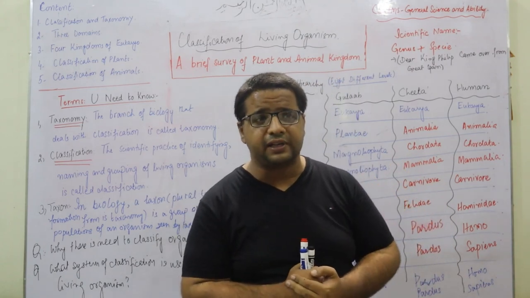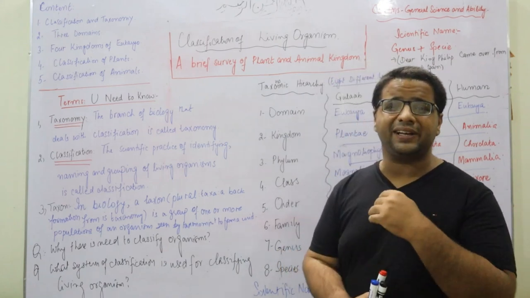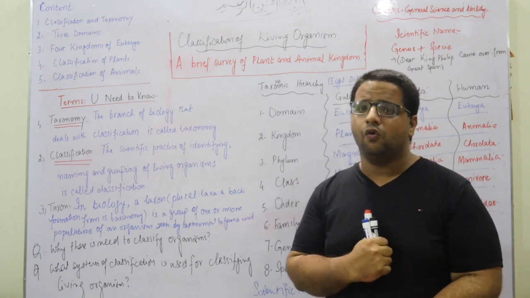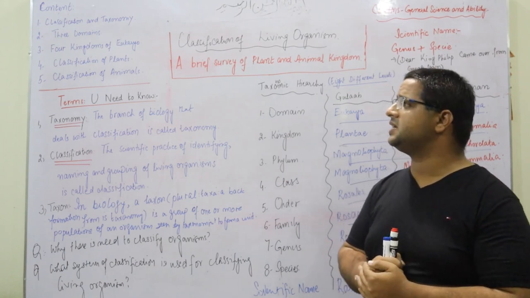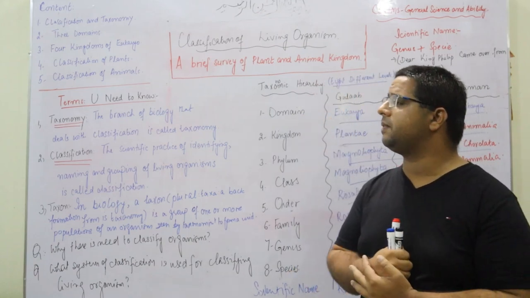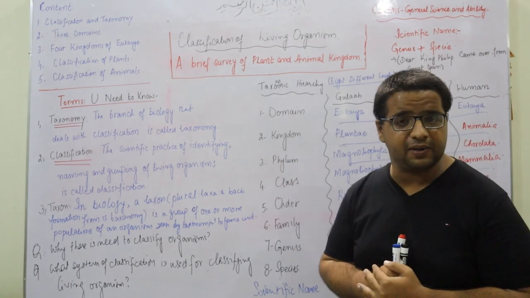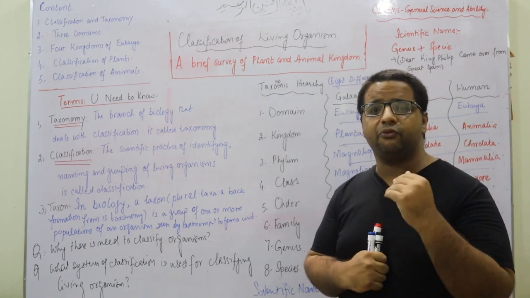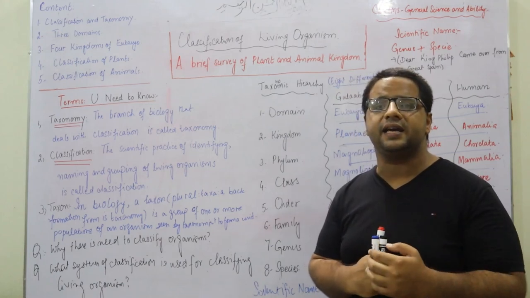This chapter deals with basically five core contents. First of all, we are going to discuss classification and taxonomy. In the second part of this video, we are going to discuss the three domains of classification. In the third part, we are going to discuss the four kingdoms of Eukaryota. In the fourth part, we are going to discuss the classification of plants. At the end, we are going to discuss the classification of animals. This is all about the content of this chapter, and we are going to deal with each and every topic in great detail. So be patient and learn the things from my channel.